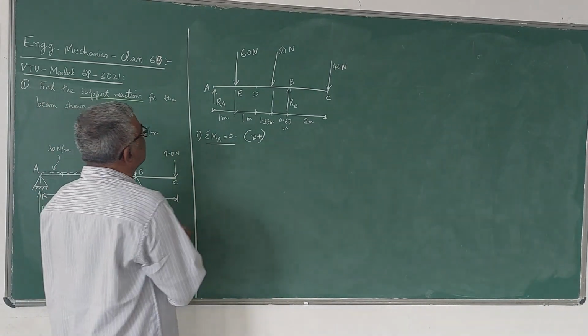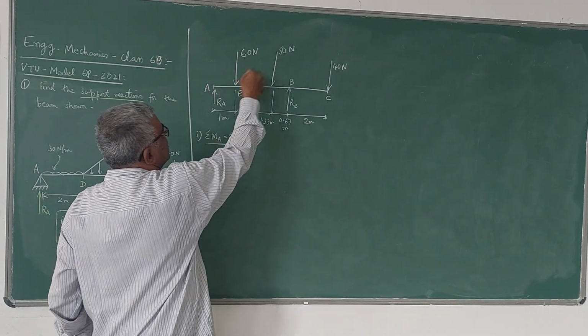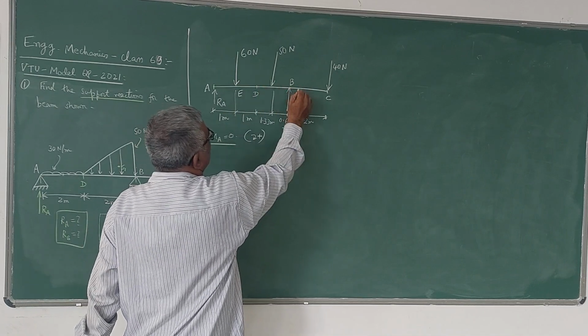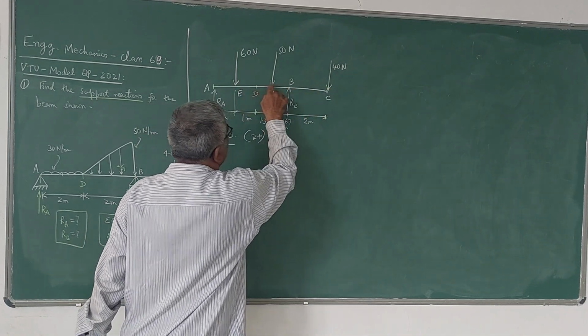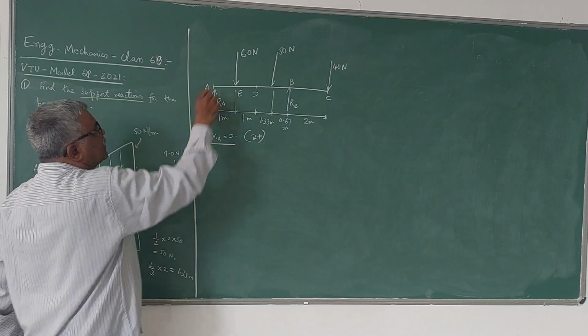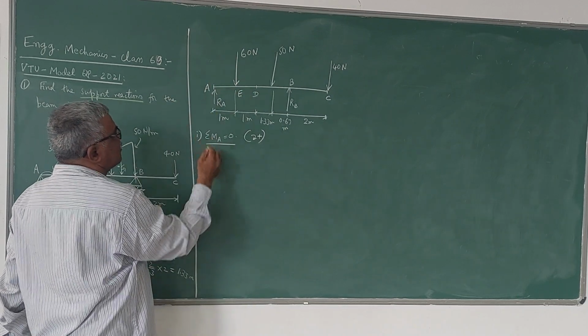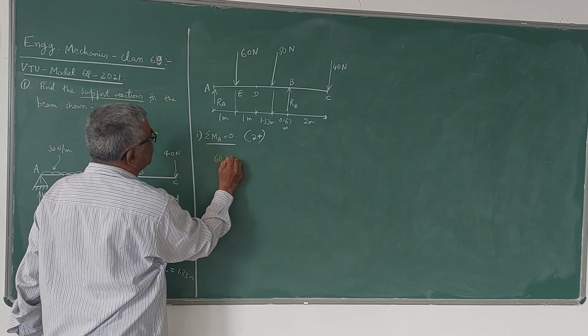Now I have to write the moments of all these four. The 60 Newton is giving a clockwise moment about A. So 60 into 1 meter.